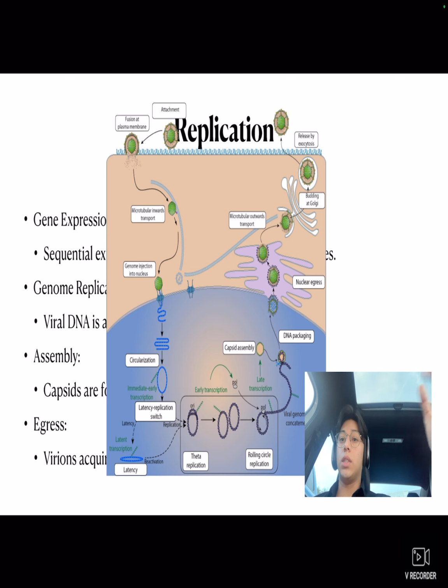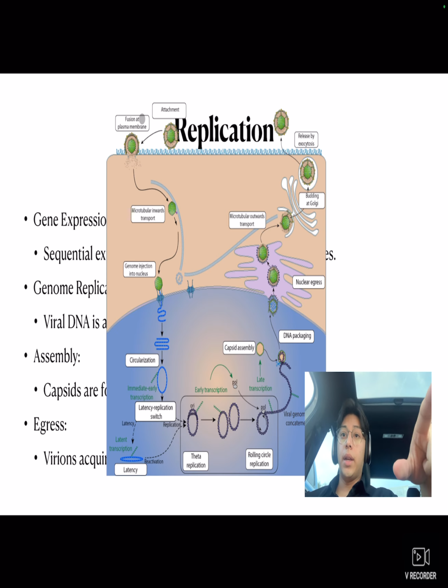You'll see in this photo that it's going into the cell wall, into the cytoplasm, and then the DNA is inserted into the nucleus. It's double-stranded DNA, but it's linear, and then it becomes a circle. It's called circularization, and then it goes through 3 different types of gene expression, which will be immediate early transcription, latent transcription, or early transcription.